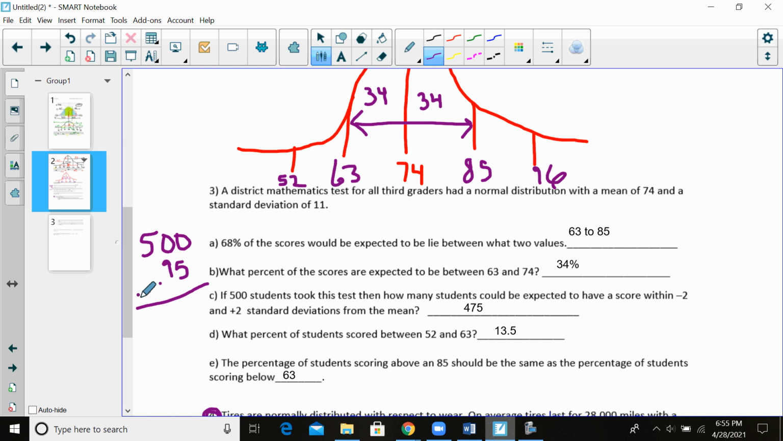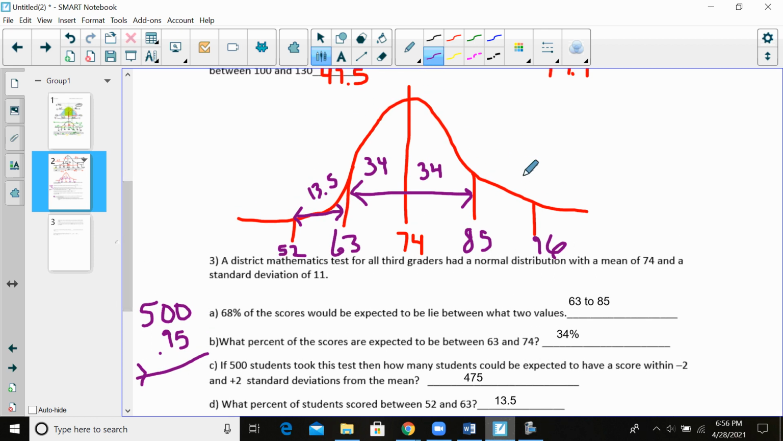Okay, what percent of students scored between 52 and 63? Maybe you wanted to go look at that diagram again, right? This is between 2 below and 1 below, which this section had 13.5%. We can just take those values right off the diagram. And scoring above an 85.